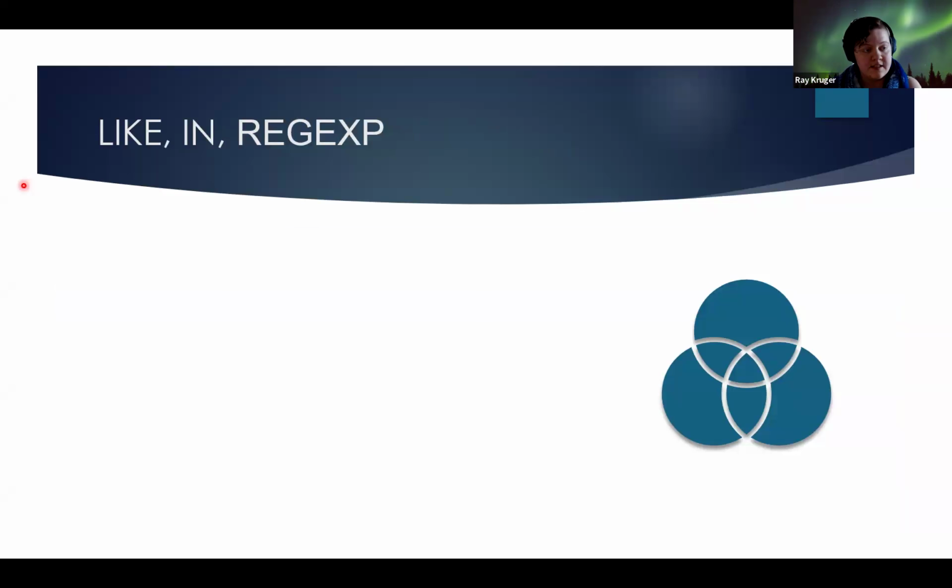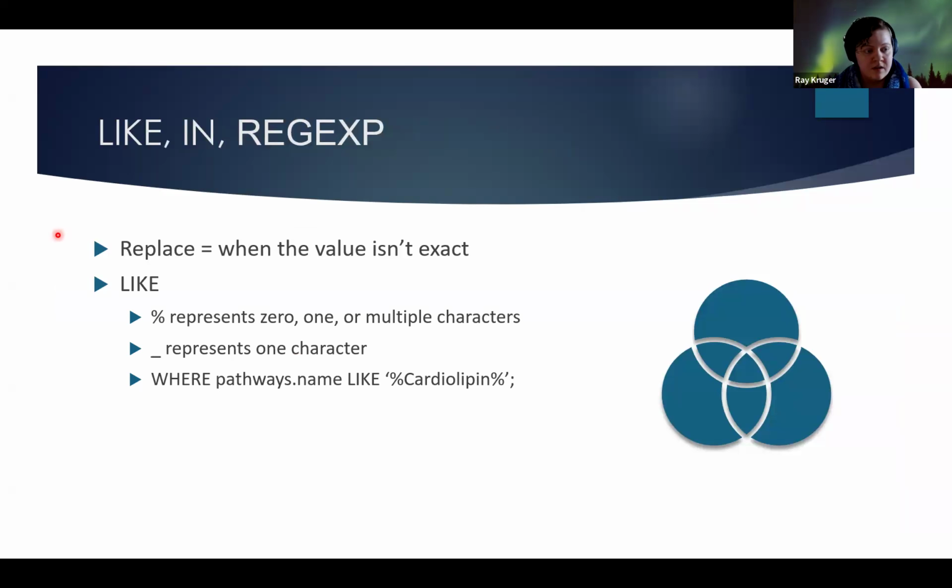And then instead of equals, you can put like, in, or regexp. It will replace an equal sign when you don't want an exact value. When you use an equal sign, it has to be the exact value or you'll get nothing in return. For like, you will put either a percentage sign or an underscore. Percentage can be 0, 1, or multiple characters in place of it. An underscore can only be one character.